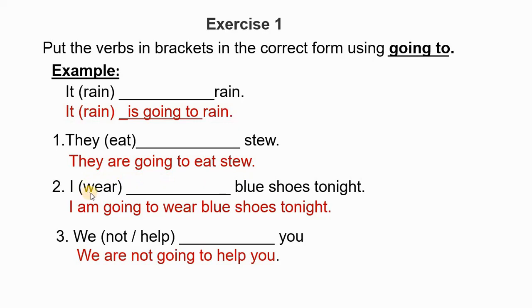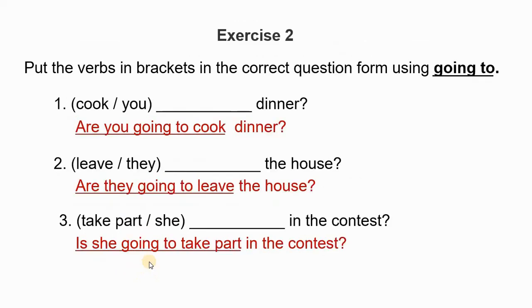Number 2. The verb in the bracket is wear. I am going to wear blue shoes tonight. That's the correct answer. And number 3 here, we not help you. Yes, we are not going to help you. This sentence, guys, is a negative form because there is the word not. Yes. So moving on to exercise number 2.